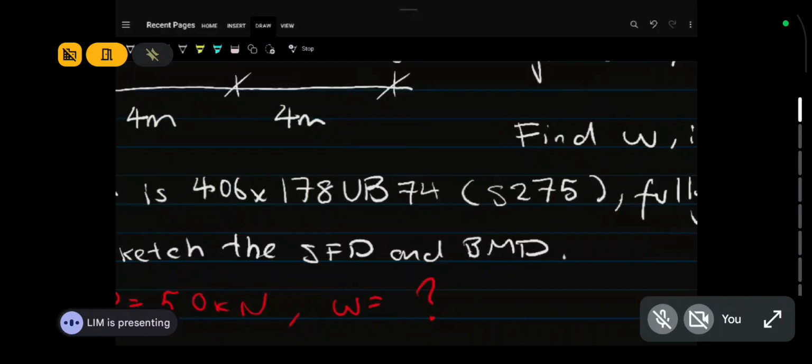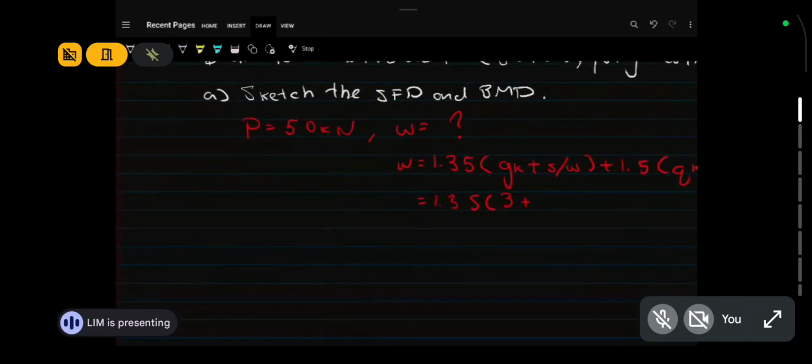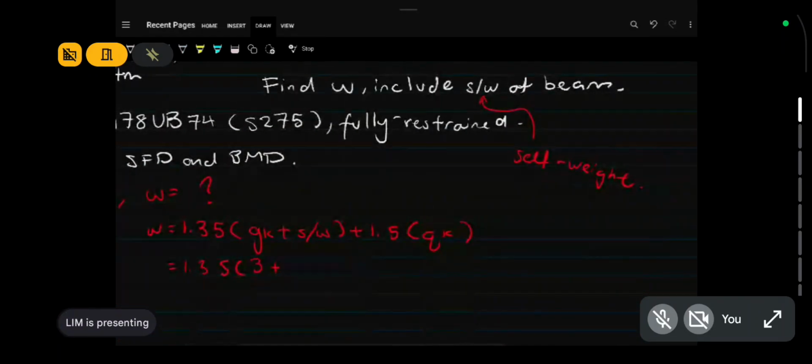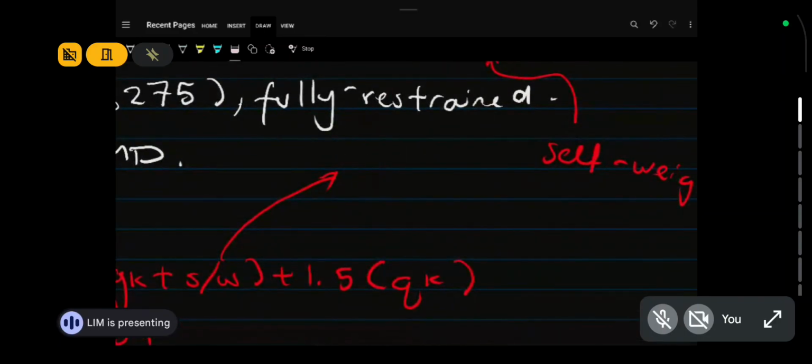How much? 74.2. Yeah, correct. So let's go to the other side first. So the self weight is 74.2. Correct. Unit? Kilogram per meter. Correct.